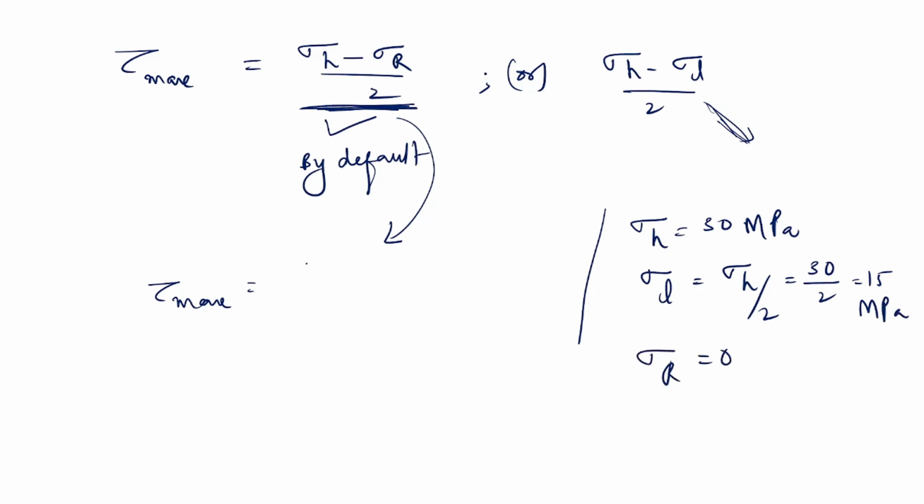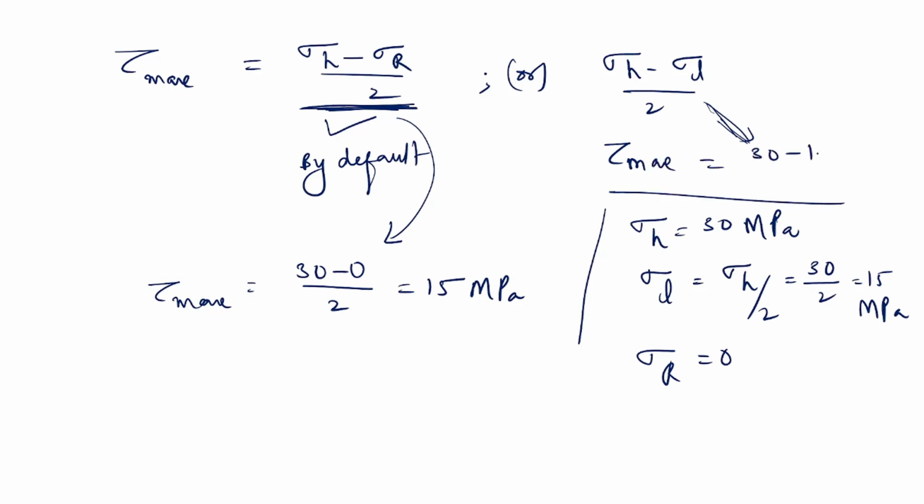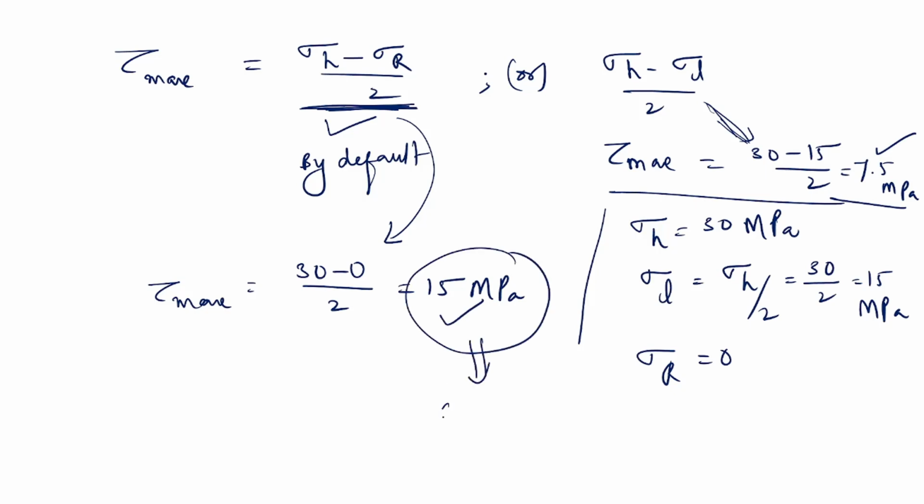So tau max should be sigma H minus sigma R, where sigma R is 0, divided by 2. It should be 15 MPa. Or according to this formula, tau max should be sigma H minus sigma L, 30 minus 15, by 2, which is 7.5 MPa. So either this or this. If you provide this, undoubtedly it will be the correct answer.